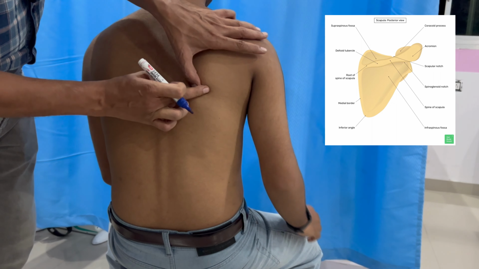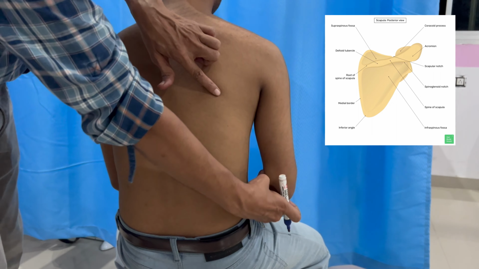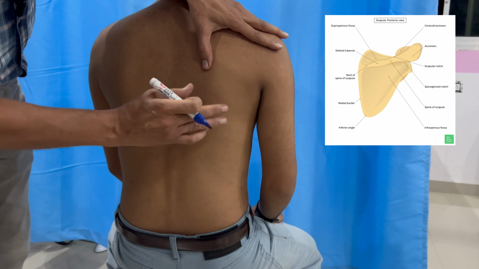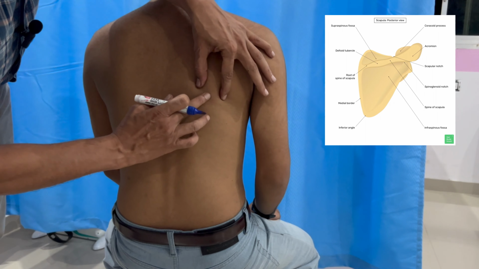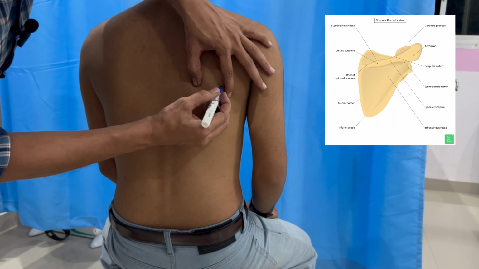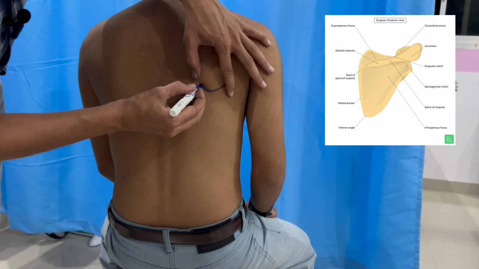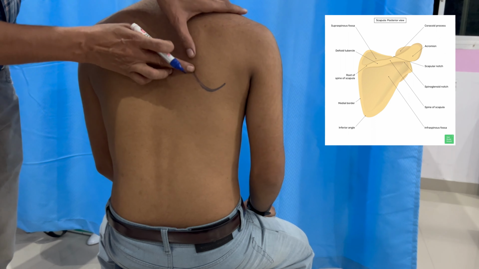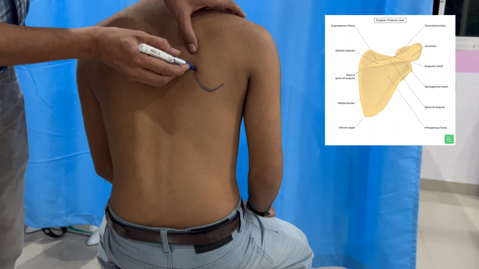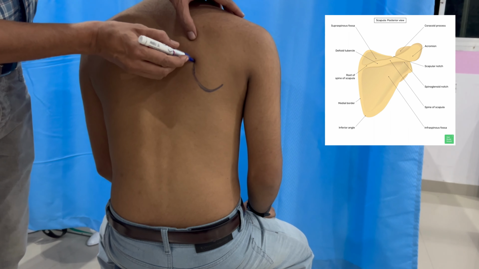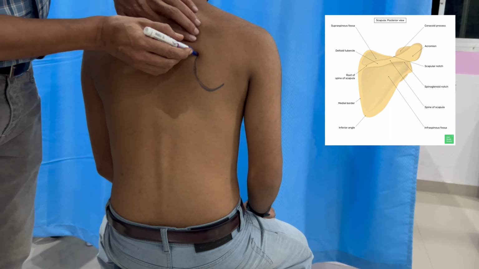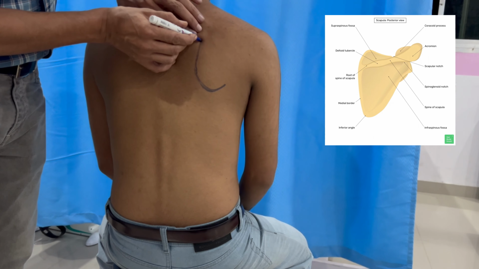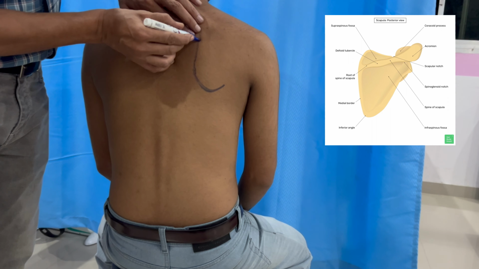So just place your finger pad. Again, patient will. Okay. So just mark it. This is the location of inferior angle of the scapula. Just palpate and follow the palpating finger. Confirm it by palpation and just follow.